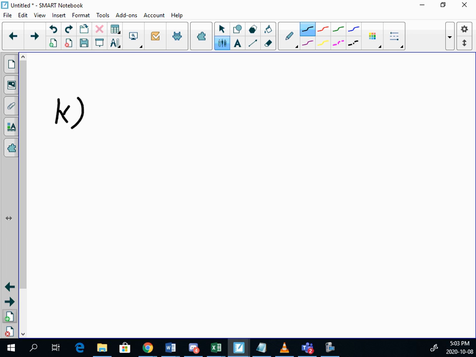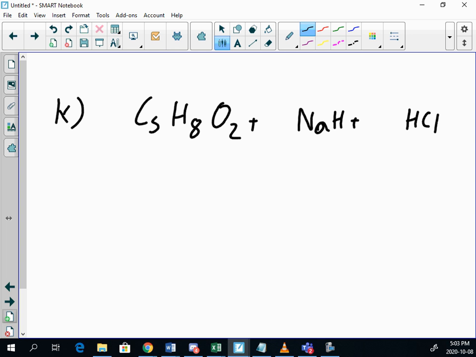Last one is K. And this one looks like a big nasty mess, but you might have imagined that as we were wrapping up the sheet, I was being somewhat nice to you, and certainly I was. This looks mean, but it's really not. So I've got some sort of carbohydrate here. This is probably some sort of biological molecule, like a sugar or an alcohol, reacting with sodium hydride and hydrochloric acid, HCl, and I'm producing C5H12O2 and salt, NaCl.